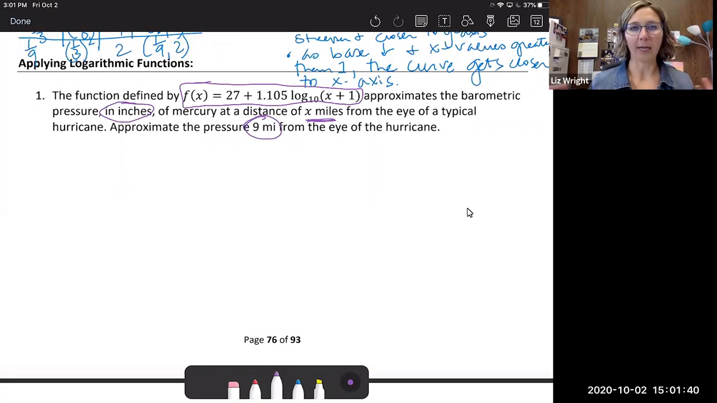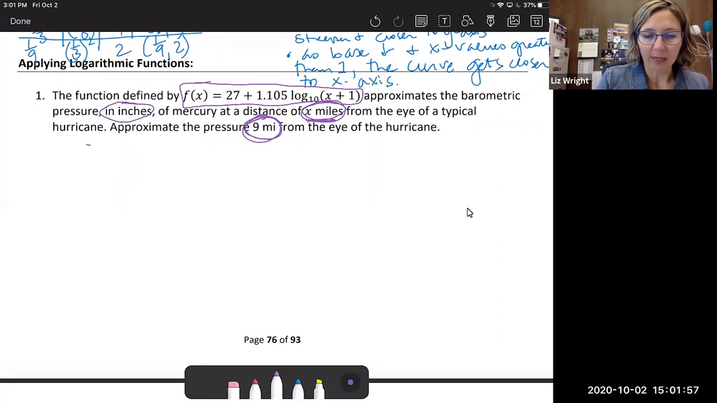So what are we plugging 9 in for? Are we plugging it in for x? Are we plugging it in for f of x instead, and we're solving for x? Like, which one is it going in for? And you should get it right here. It says x miles, and this is miles. So this is going to be plugged in for x.